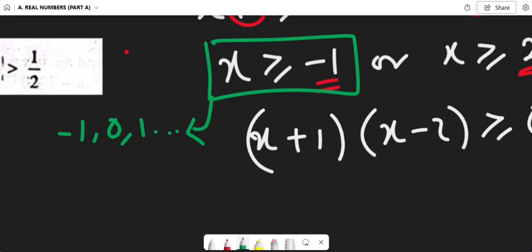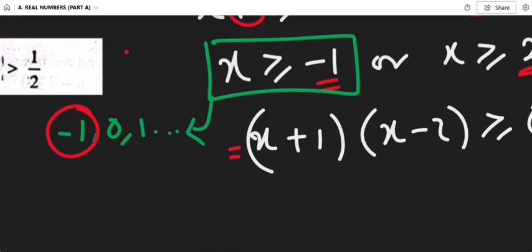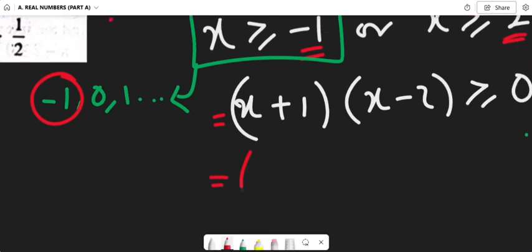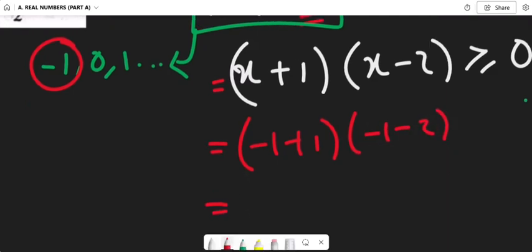So how can we know whether this expression is true or not? Is trying to put it into whatever you have here. First thing, let's bring -1. When I try to input -1 here, I'm going to have (-1 + 1), then closing the bracket, (-1 - 2). Go on with this. -1 plus 1, we know that's 0, multiplied by -1 minus 2, and that's -3, and that is going to give you 0. That's it.